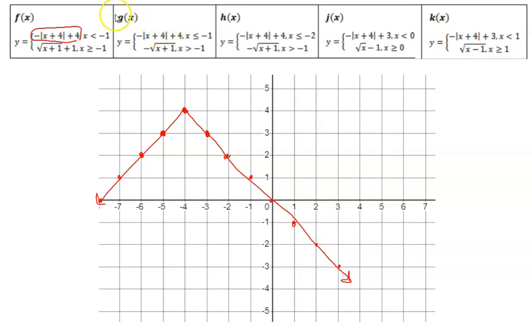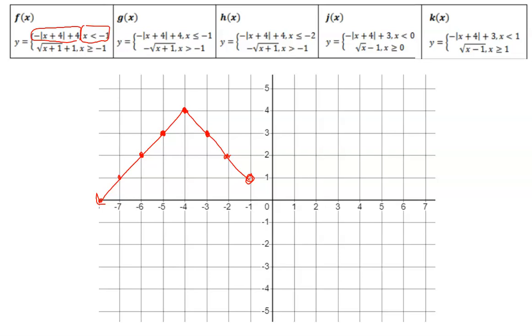Okay, but we're only keeping the x's that are less than -1. So we come back in and erase everything greater than -1. Okay, and then we're going to need an open circle at that endpoint because this is non-inclusive at the endpoint.